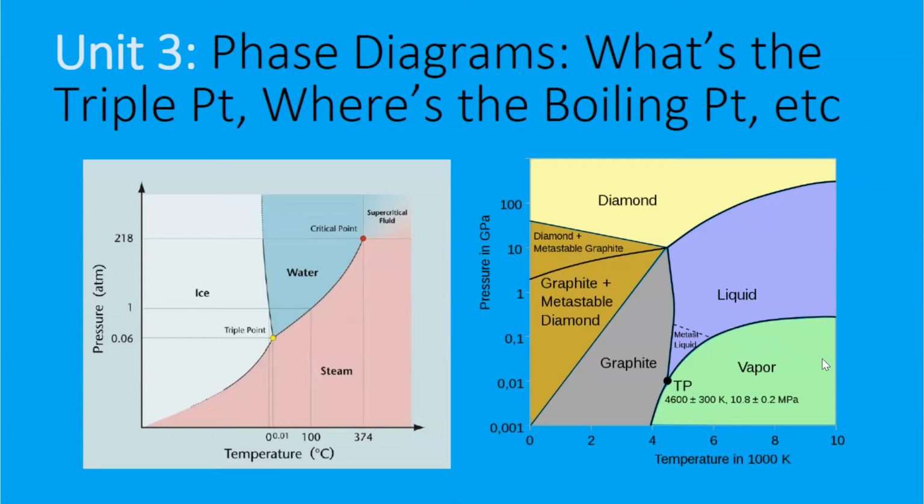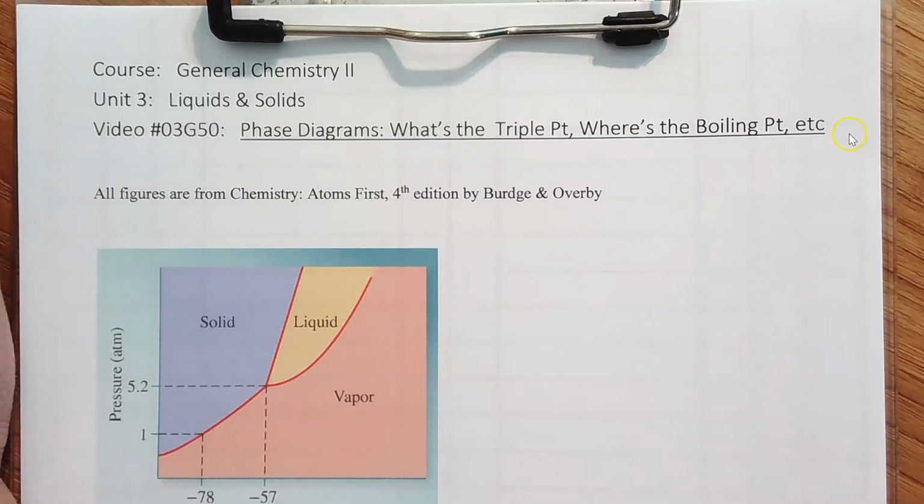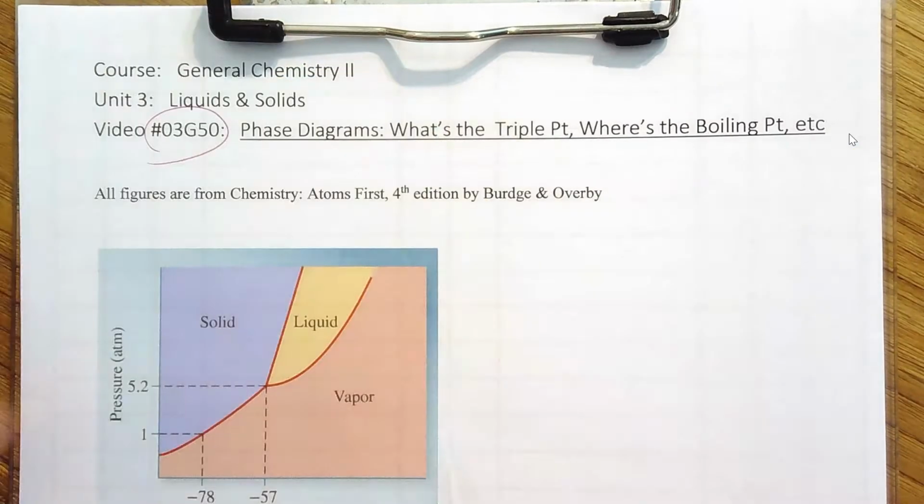Hi everyone. In this video, I will talk about plots that look like this. These are called phase diagrams. I'll tell you about what a triple point is, how to find the boiling point, and other information that we can get from these types of diagrams.